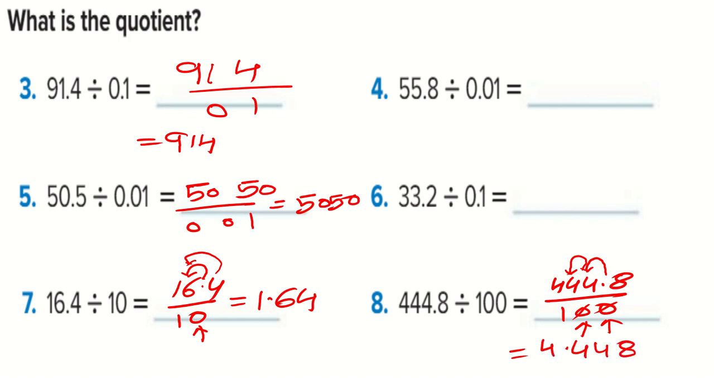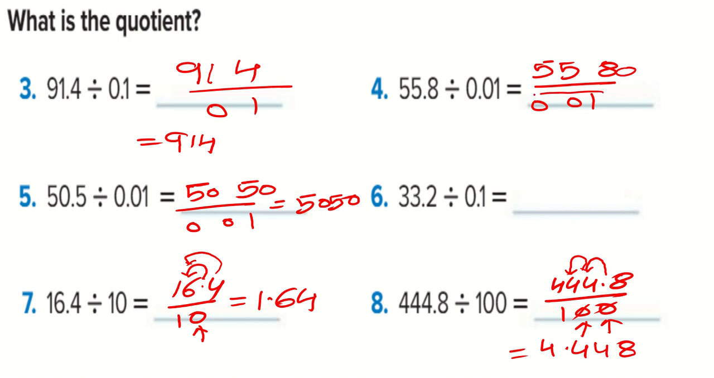4.448. Okay, now let's talk about this question. 55.8 over 0.01. Now again, same problem here. In the numerator, we have one decimal place, just one number after the decimal point, and in the denominator, we have two numbers after the decimal point. So to make the decimal places the same, you just put 1 zero up. Now the decimal places are the same. So what we do? The decimal point is cancelled.